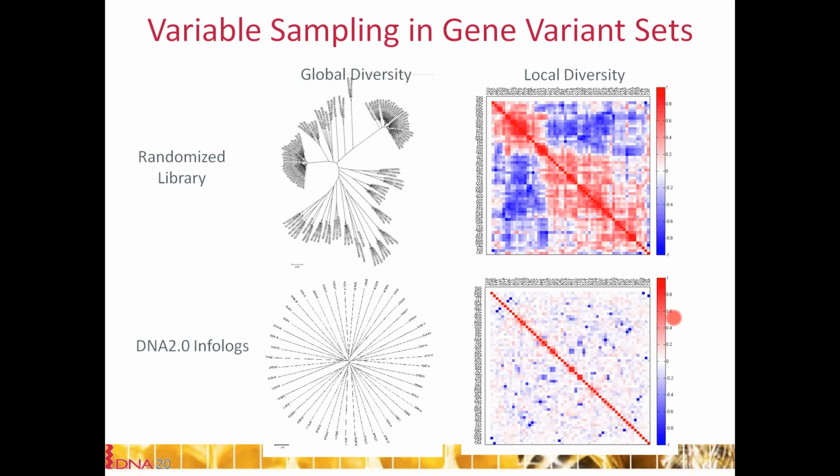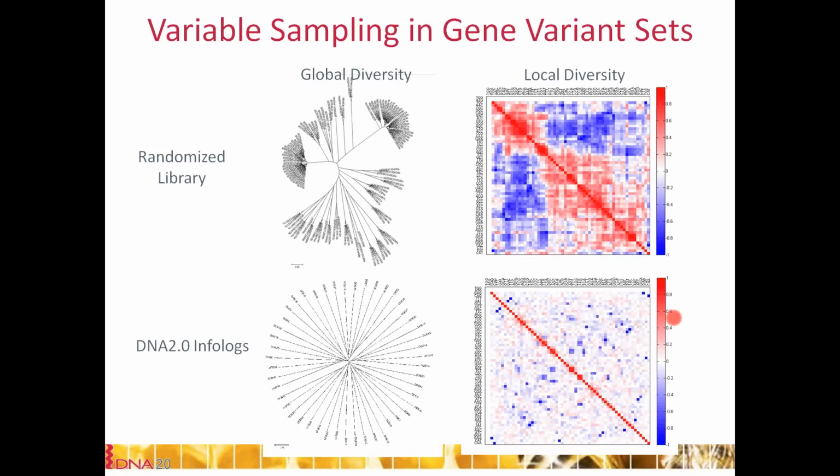So really what we're trying to do is interrogate biological space using what we call infologs. And infologs are predefined nodes in whatever biological space you define that are designed to capture as much information as possible with as few data points as possible.